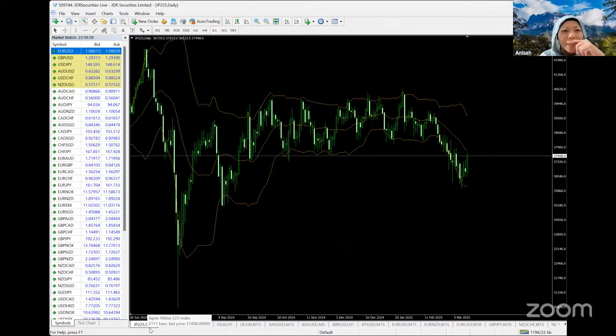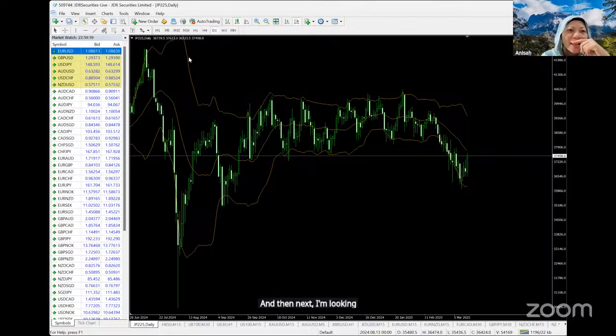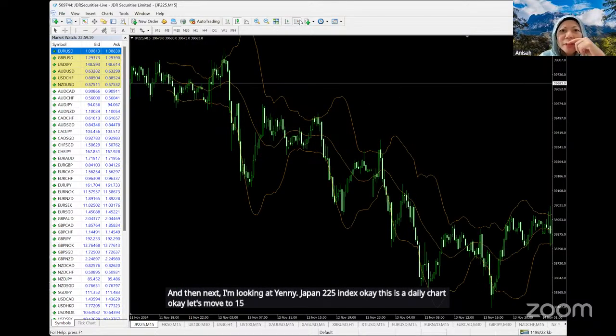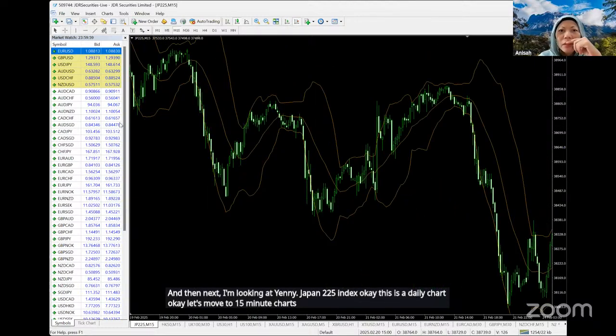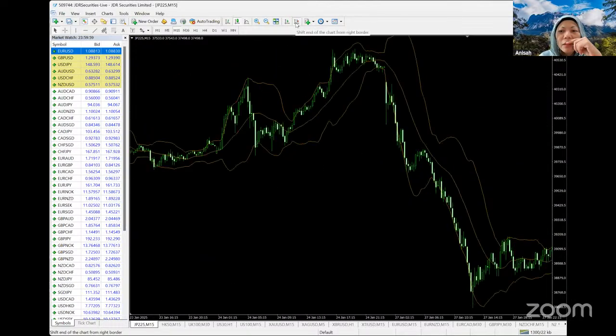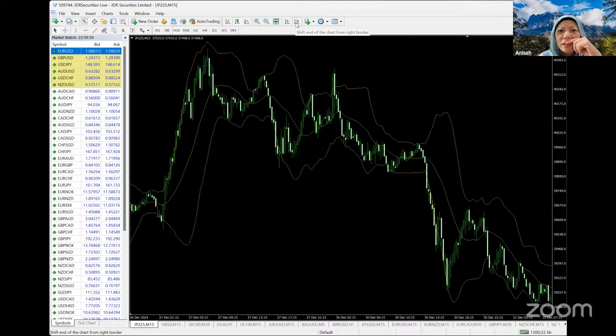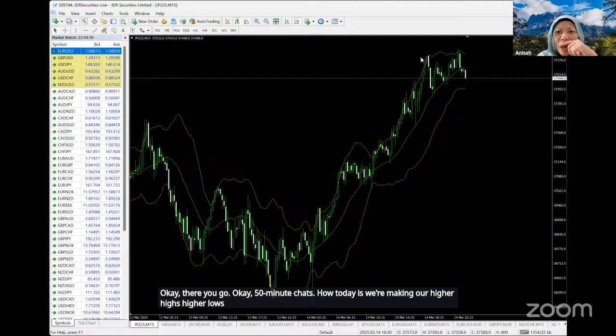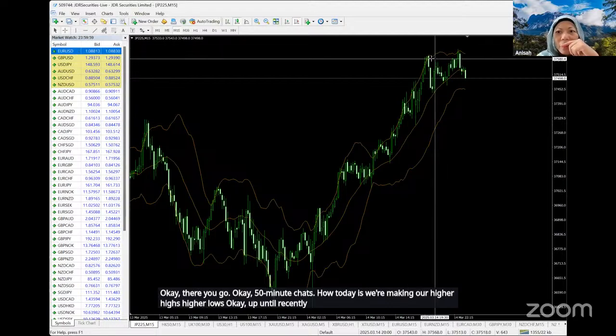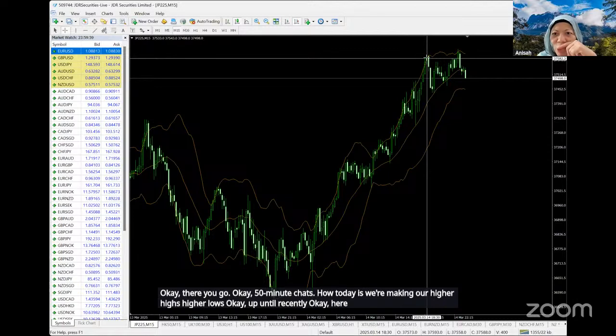And then next, I'm looking at yen, the Japan 225 index. This is a daily chart. Let's move to 15-minute charts. Okay, there you go, 15-minute charts. It has healthily been making higher highs, higher lows, up until recently, here, 14th of March.